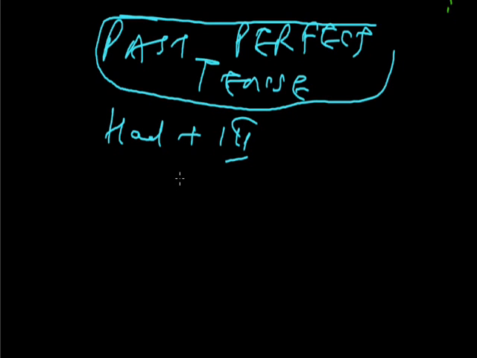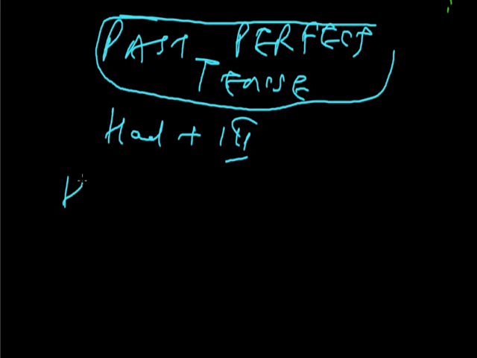Do you remember what structure was there in the present perfect tense? It was has or have plus third form. Here it is had plus third form. Easy, isn't it? Now, something had been over, something had been done, something was perfect in the past. That is what past perfect tense is.